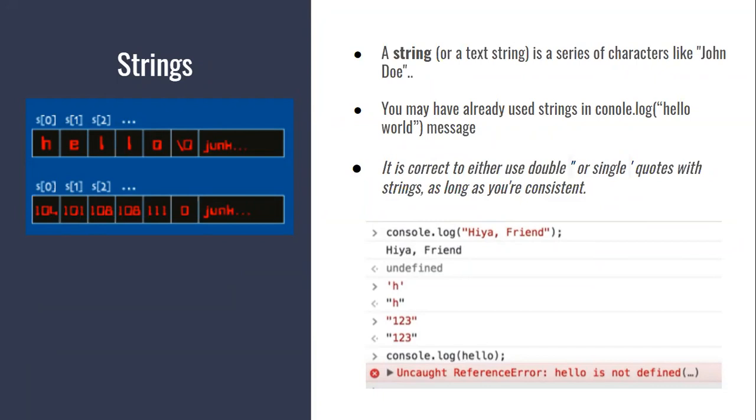A string, or a text string, is a series of characters like John Doe. You may have already used strings when you did the console.log message. So it's correct to use either. You can use double quotes or single quotes as long as you're consistent, and the compiler will understand that you're trying to get at a string. It figures out for you that double quotes is a string, which is really nice of it.